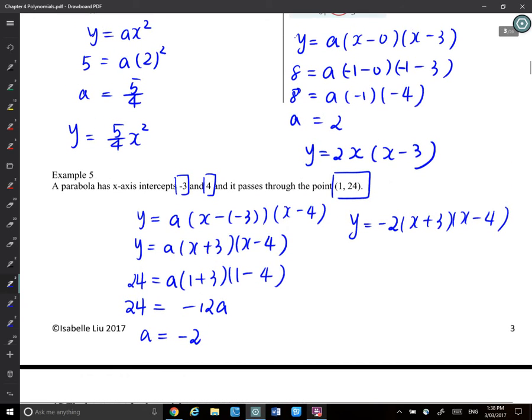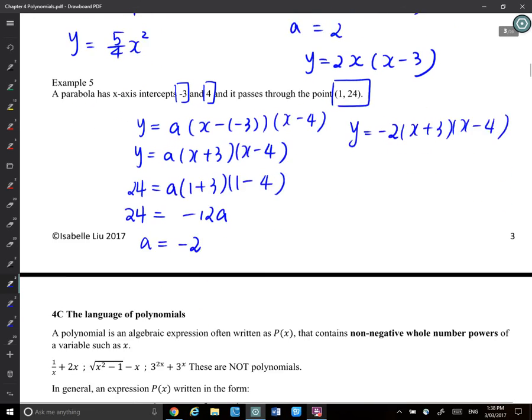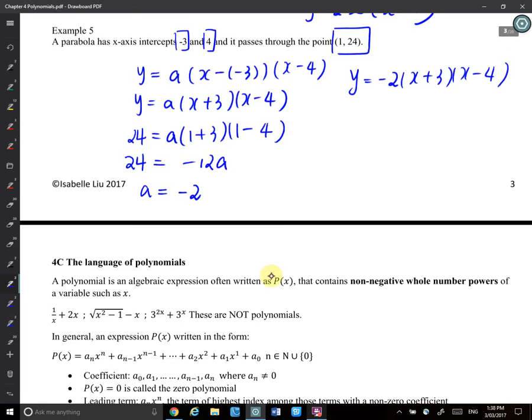Okay, that's how we find equations. They are year 10 level questions. Okay, shouldn't have any problem with that.